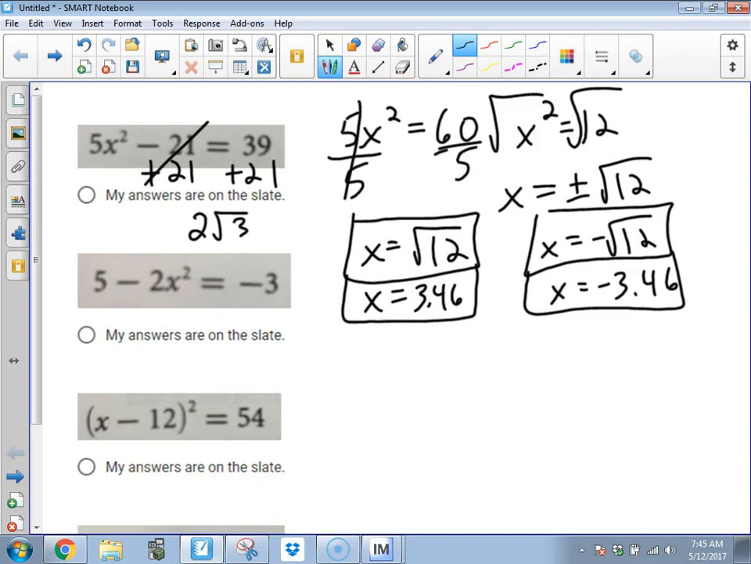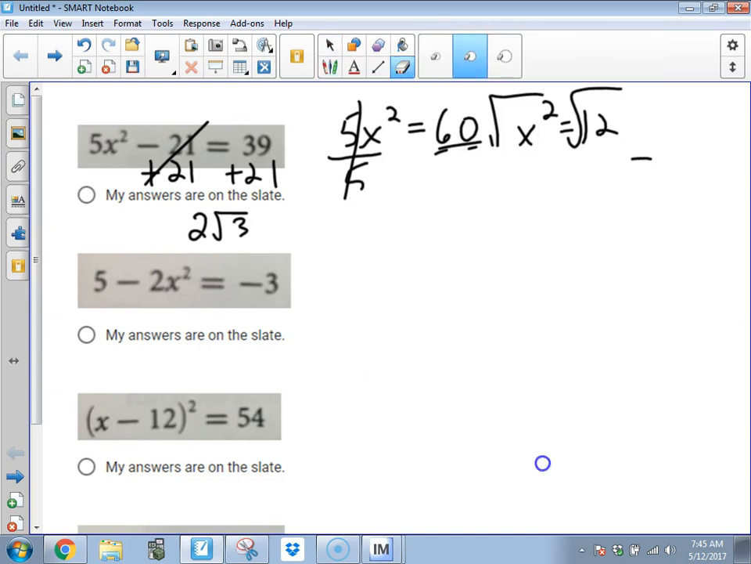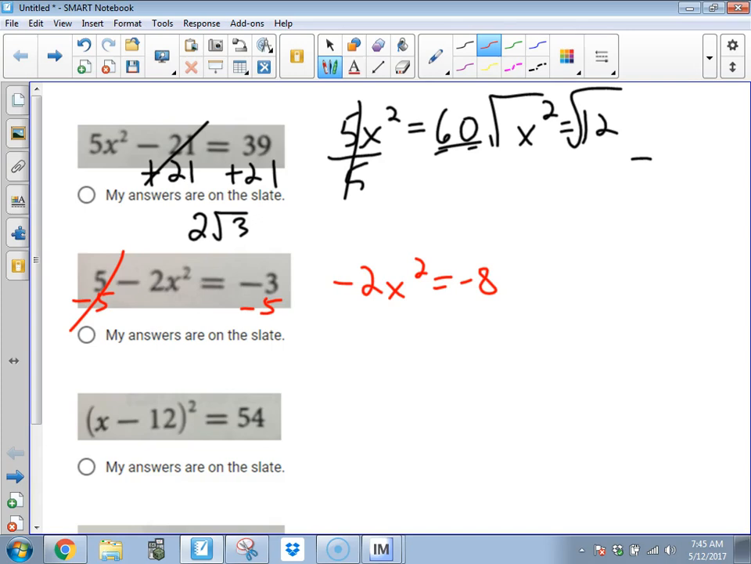All right, next one. This one won't take long. Let me erase this. Solving this one. Subtract 5 would be the first step. So that's negative 2x squared equals negative 8.